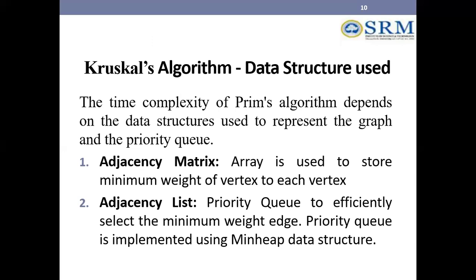And what type of data structures we used for implementation? That decides the time complexity. The time complexity refers to the time taken by Prim's algorithm or Kruskal's algorithm to produce the minimum spanning tree. So it can be implemented using adjacency matrix or adjacency list. Array is used to implement the matrix, and list uses a priority queue. So a minimum heap is used to implement Kruskal's algorithm using adjacency list for implementing the priority queue.